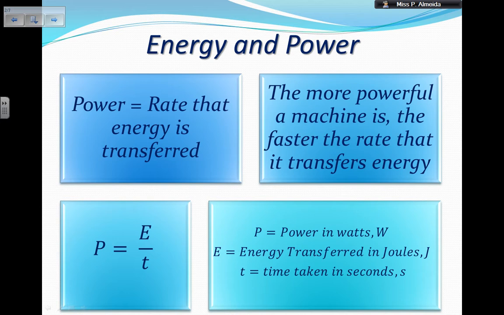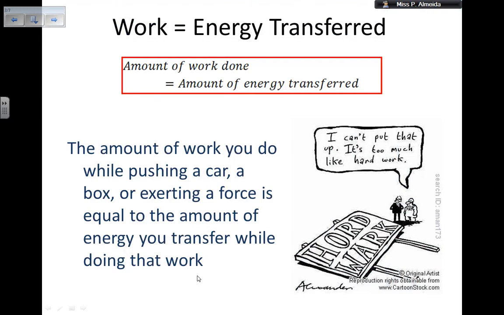So, just to recap, power is the rate that energy is being transferred, either if it's in a useful form or a wasted form. The more powerful a machine is, the faster the rate that energy is being transferred. And because the formula for power is power P equals energy over time, when power is in watts, energy is in joules, and time is in seconds, then the more powerful a machine is, the more energy it transfers every second. Remember as well that when I talk about energy transferred, I can also say work done, okay?